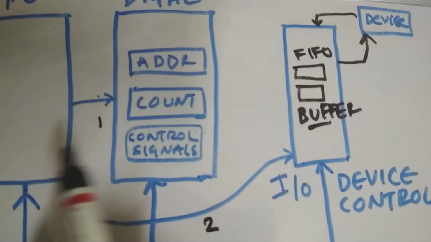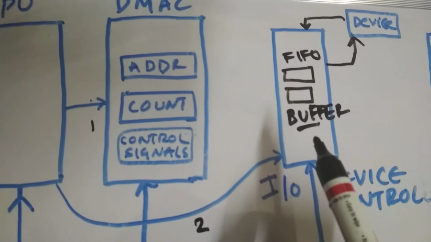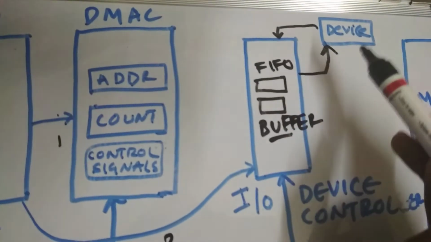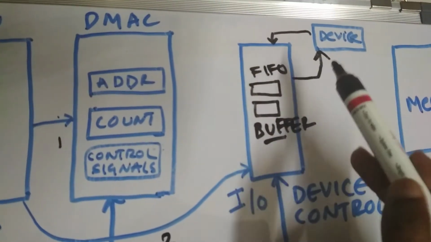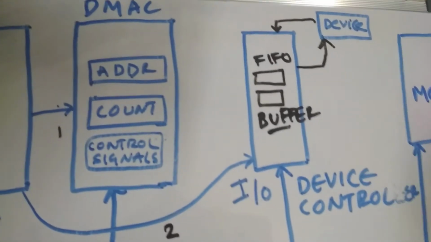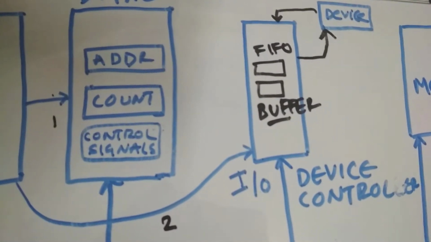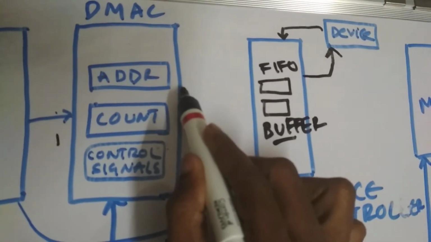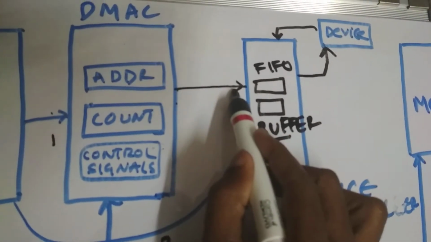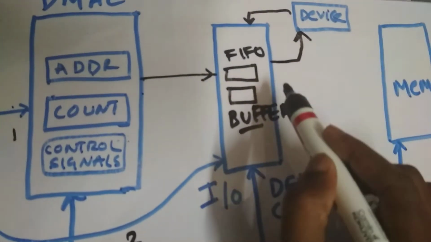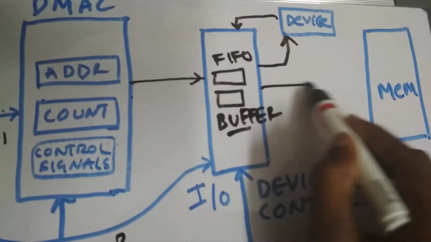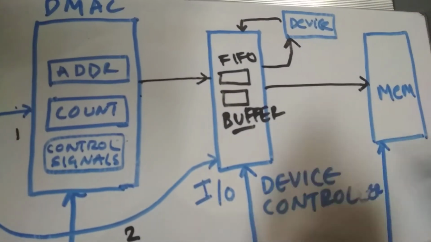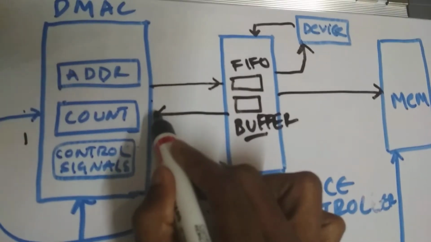Understand it. First, registers are set. It will request the IO controller, the device controller, to ask for the data from the device, and it will take it and store it in the internal registers, internal storage elements. Then the DMAC comes into the picture. It will send a request that you need to send your data to memory. Now the device controller will send the data to memory. After the data has been transferred, it will send an acknowledgement back to DMAC.